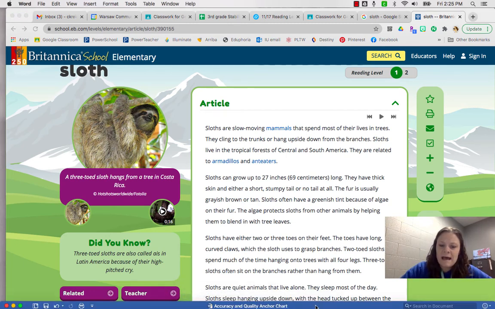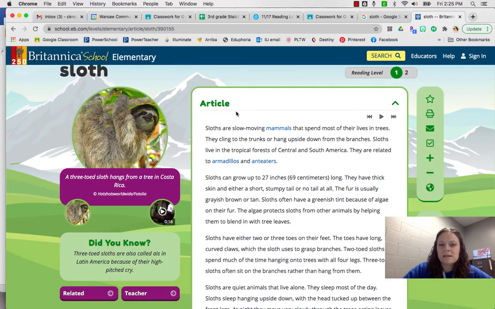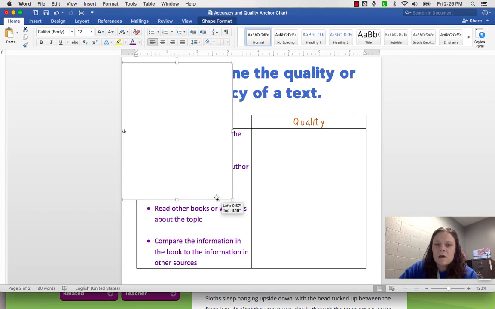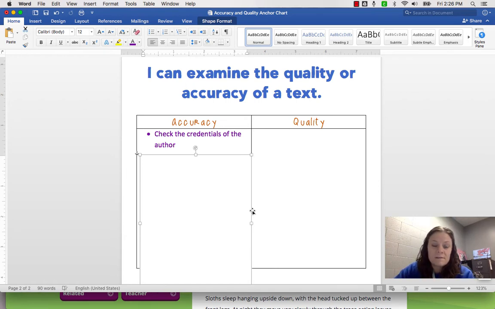So when we're looking at our sources, when we're looking at nonfiction texts, we're really looking for the accuracy and the quality of that text. Some ways that we can look at that: for accuracy, what we really want to see is to check the credentials of the author. Credentials just means, why are you allowed to be telling me what you're telling me? What do you know about sloths, right? Are you a scientist? Or are you someone who knows a lot about animals? Do you work at a zoo? How is it that you know a lot about this?